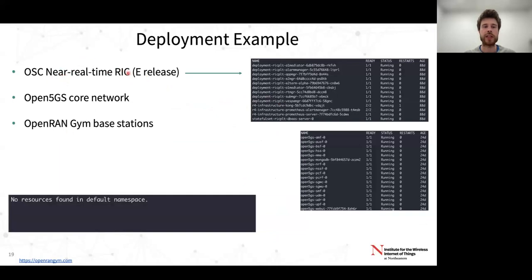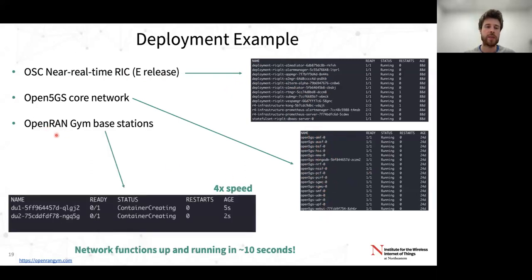So, for example, you see the near real-time RIC provided by the Orange Software Community that runs different services in the form of different containers. All of these containers implement this RIC. Each one of them implements different functionalities. We have a core network that in our case is based on Open5GS, and we can have different containers for all of the different services of the core network.